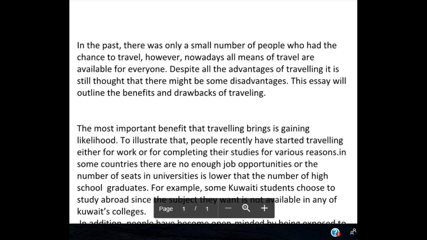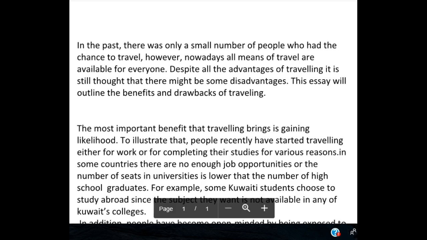Okay. The most important benefit that traveling brings is gaining likelihood. All right, I don't know what that means. What do you mean by that? Is gaining likelihood? It's not really clear.